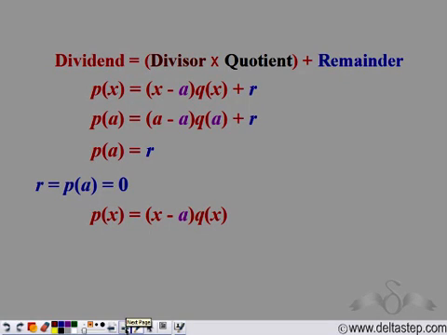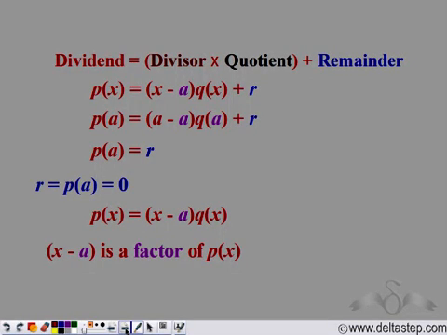So p(x) is x minus a into something, or we can say that x minus a is a factor of p(x). So if p(a) is equal to 0, we can say that x minus a is a factor of p(x). Whenever we have p(a) 0, x minus a will completely divide p(x). That is, x minus a will be a factor of p(x).